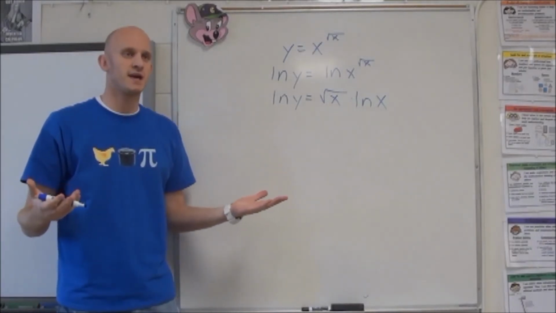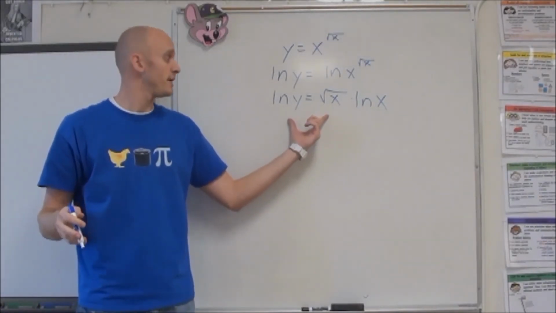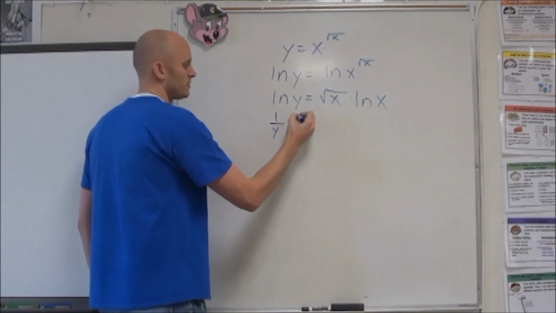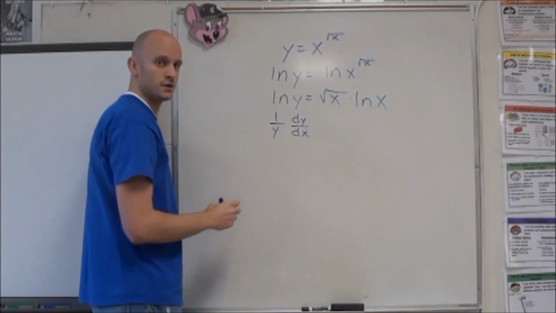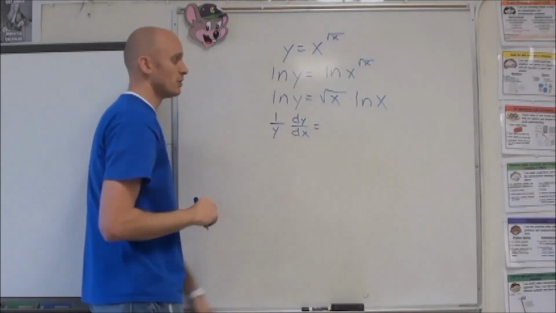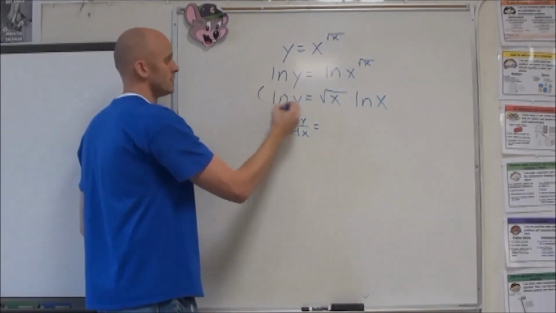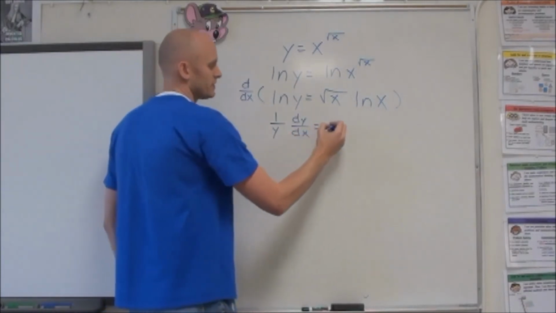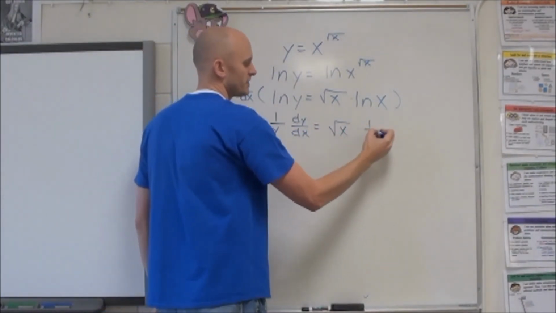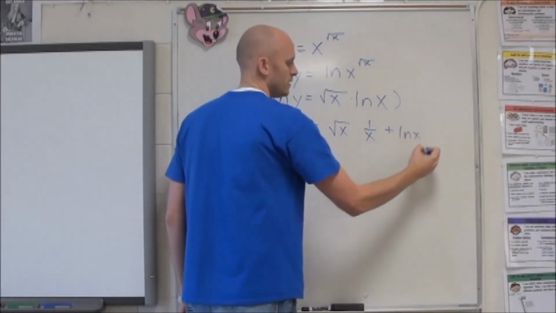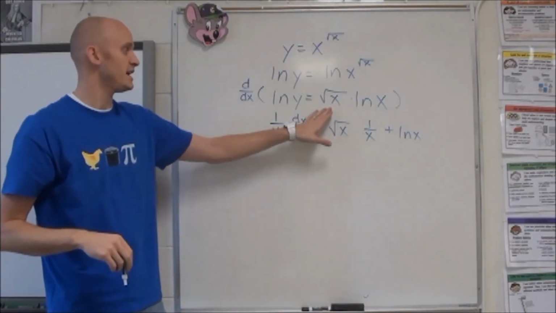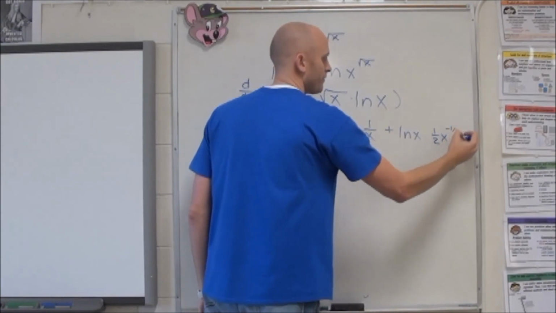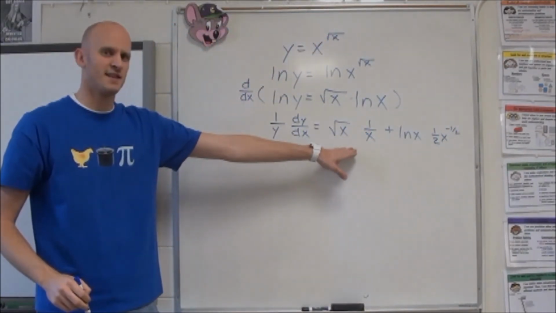Now, differentiating with respect to x, we're going to differentiate using implicit differentiation. So, applying that, the natural log of y is 1 over y, the derivative of y with respect to x, chain rule, implicit differentiation, equals, so I'm differentiating both sides here, product rule. So it would be the first multiplied by the derivative of the second, plus the second multiplied by the derivative of the first. This is x to the 1/2, so that will be 1/2 x to the negative 1/2. That is product rule.